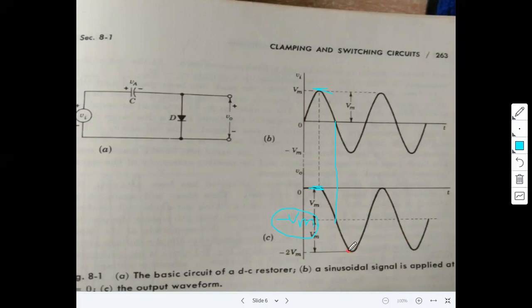And what is the maximum peak value here? Minus 2 Vm. Remember here, double the input signal. When input is minus Vm, output is minus 2 Vm. Double approximately. For the ideal case, it is double.